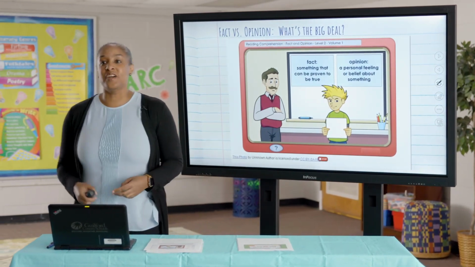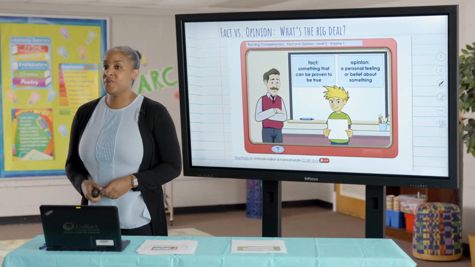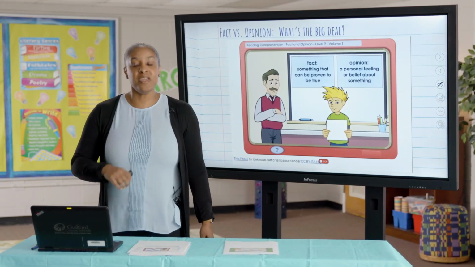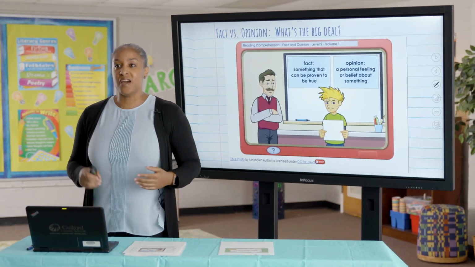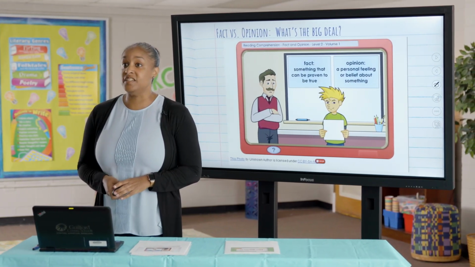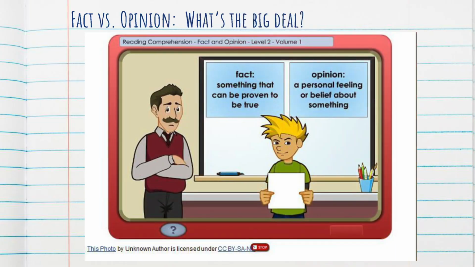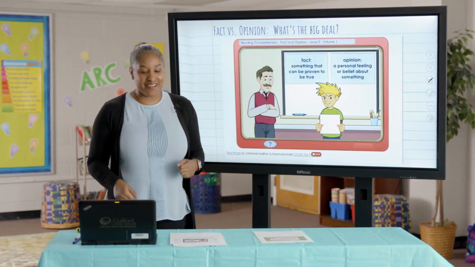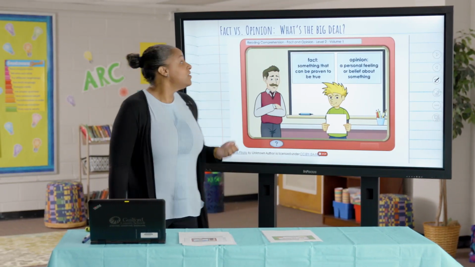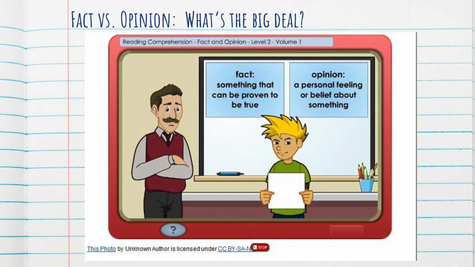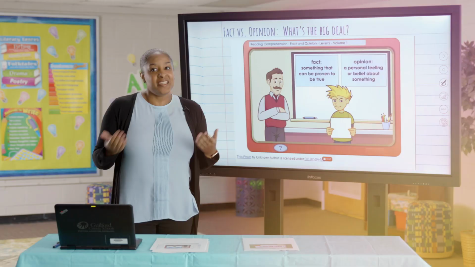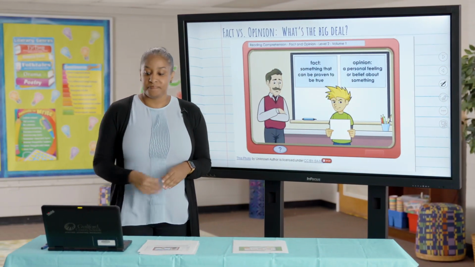So first things first, let's talk about the difference between fact and opinion. This should be a review, but I just want to make sure that we're covering our bases to make sure we understand the difference between the two. Now, when we're talking about facts, that is something that can be proven to be true. Keyword there is proven. When we're talking about opinions, oftentimes we rely on personal experience or beliefs. Can't always be proven.